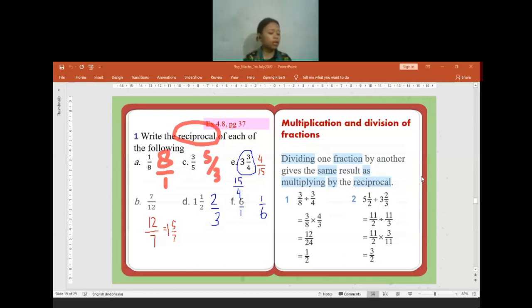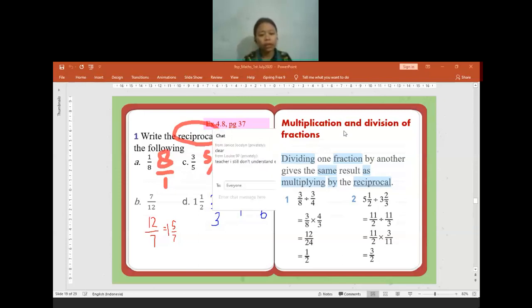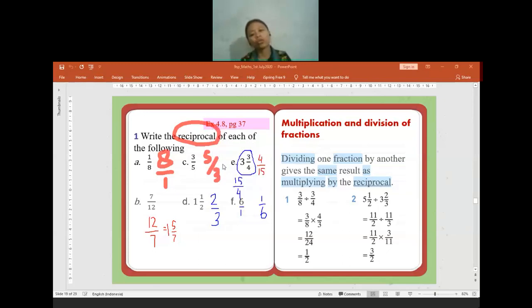No one asked me any questions, so I will assume that none of you are having any difficulties. So I'll continue to multiplication and division of fractions. For multiplication and division, I think for the multiplication you will have no difficulties.